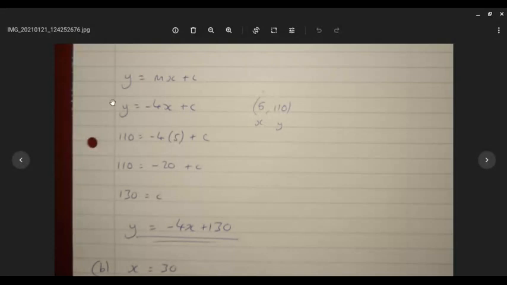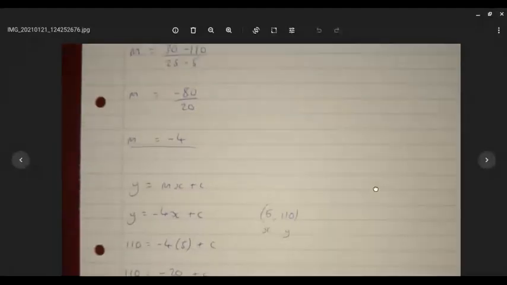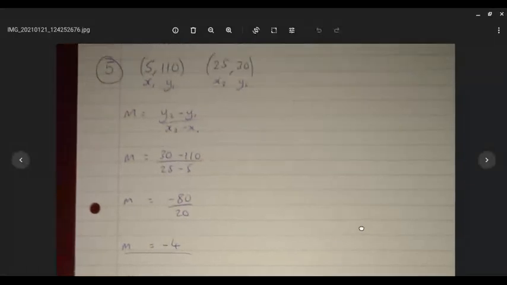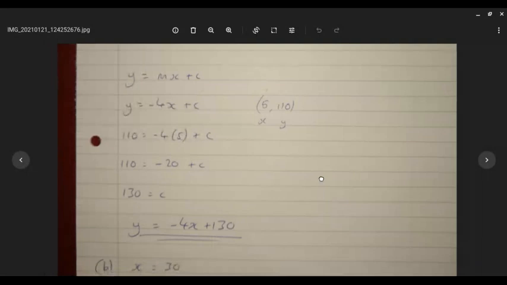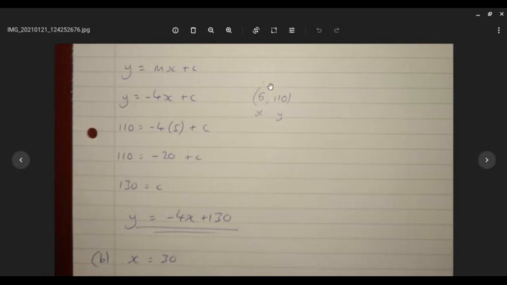This rule will work for any values on the line. So the point 5, 110 lies on the line, so I've used that point. I could just as easily have used the other point, 25, 30. If you use that point, you will end up with the same answer. So again, underneath I've written x, y. So this is my value of x.